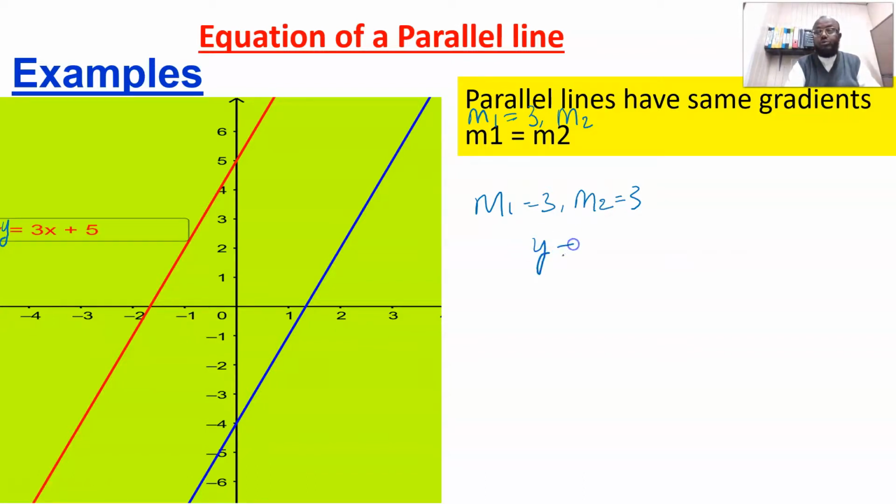So the whole equation will be y equals 3x minus 4. Minus 4 is the intercept, 3 is the gradient. And where do we get the gradient from? We got it from the red line, because the red line and the blue line are parallel. Their gradients must be the same. m1 must be the same as m2.